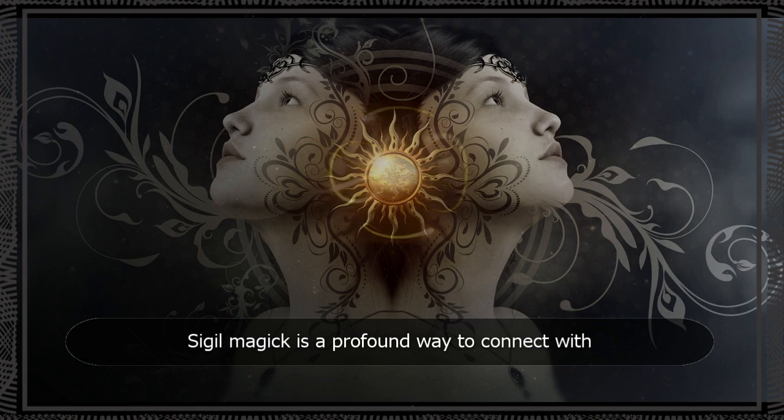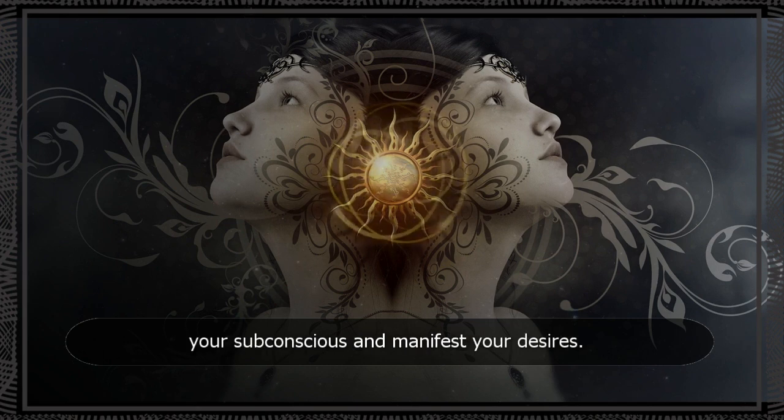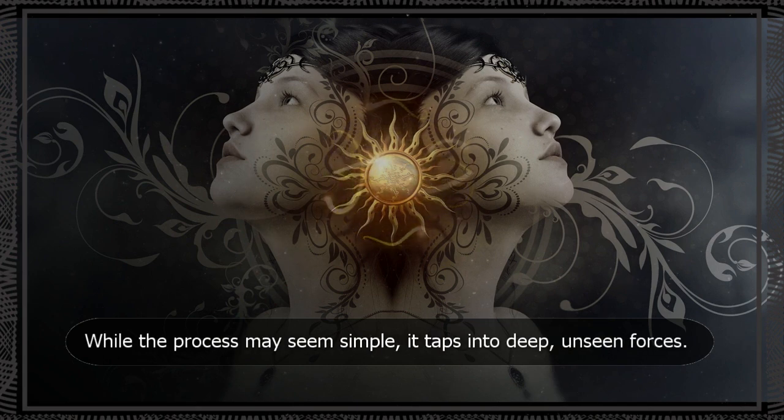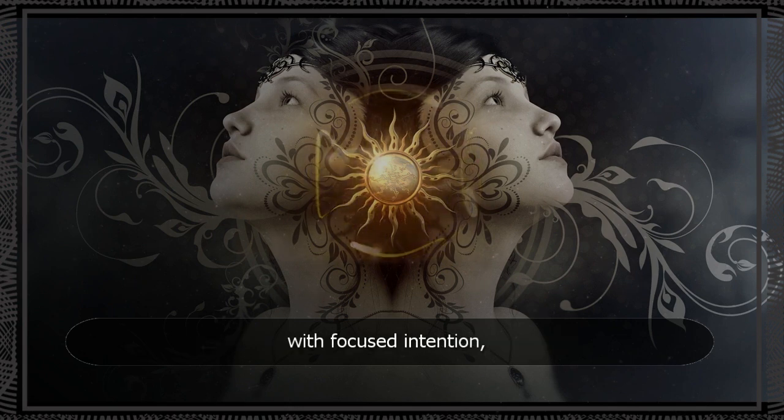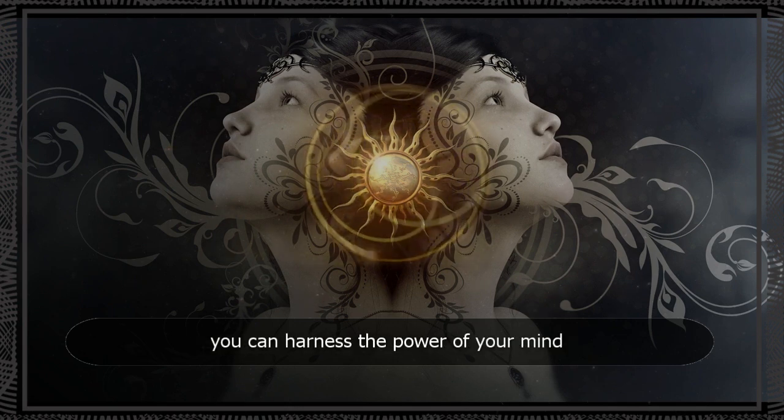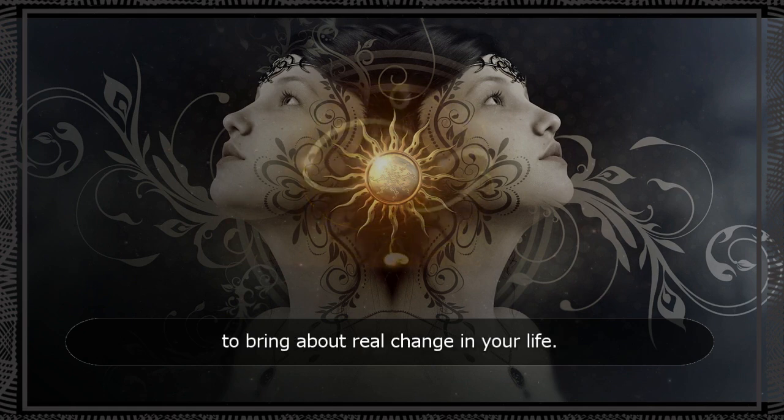Sigil magic is a profound way to connect with your subconscious and manifest your desires. While the process may seem simple, it taps into deep, unseen forces. By creating, charging, and releasing your sigil with focused intention, you can harness the power of your mind to bring about real change in your life.